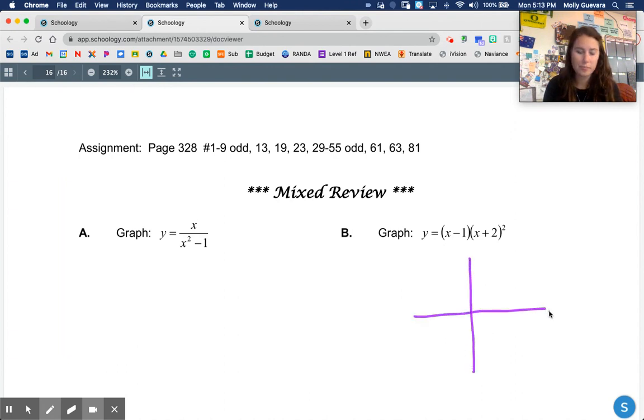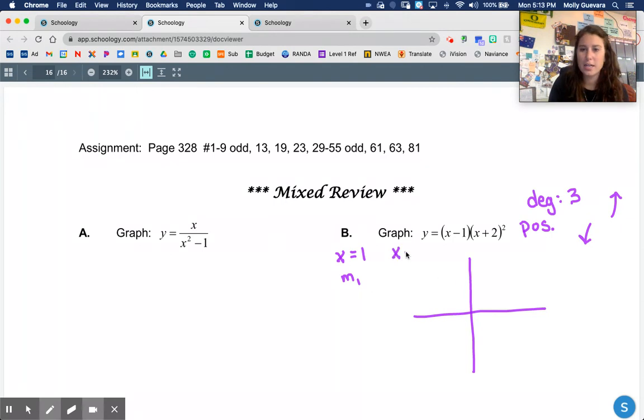Okay, so the first thing I want to look at is that this has a degree of 3, and it's positive, right? Because there's no negative in front of the parentheses. So that tells me that my end behavior is doing this. Then I can look, what are my zeros? Here I have a 0 of 1, and the multiplicity is 1 because the exponent on this is a 1. So it just cuts through.